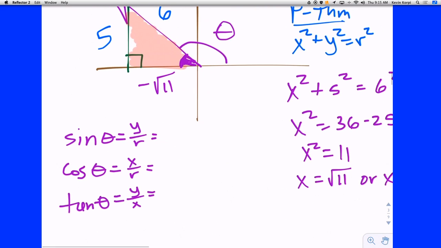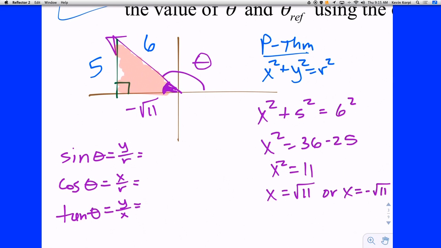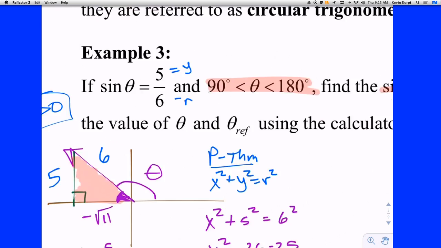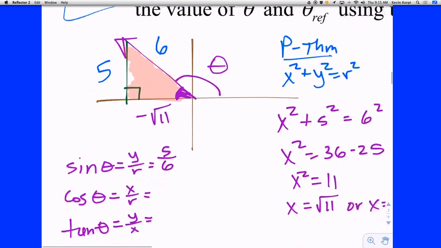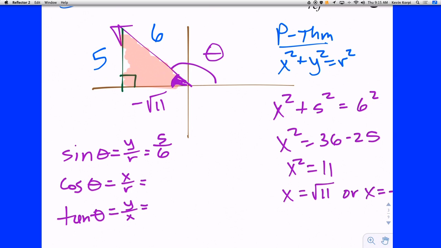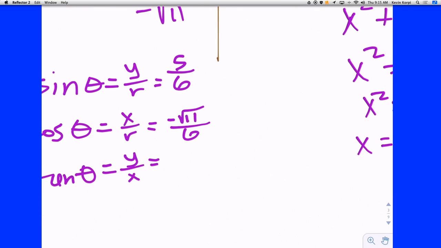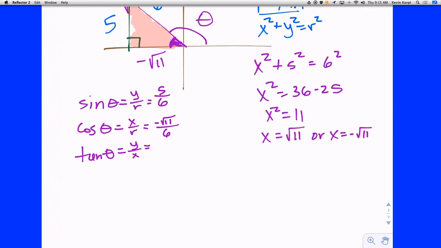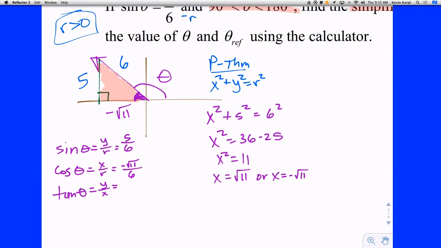Okay, so now we just go to our triangle and pull the values off. Y over r is going to be what? 5 over 6. Now, that was, I remember, the one that was given, so if we just verify it, we get the same answer. That's pretty good. Now, cosine is x over r. That's negative square root of 11 over 6. And there you go. In general, we're not going to want radicals in our denominator, but radicals in the numerator are fine. Tangent is y over x, so that's going to be what?